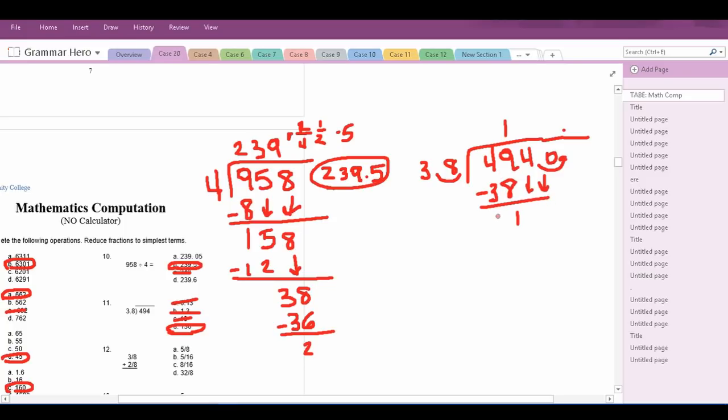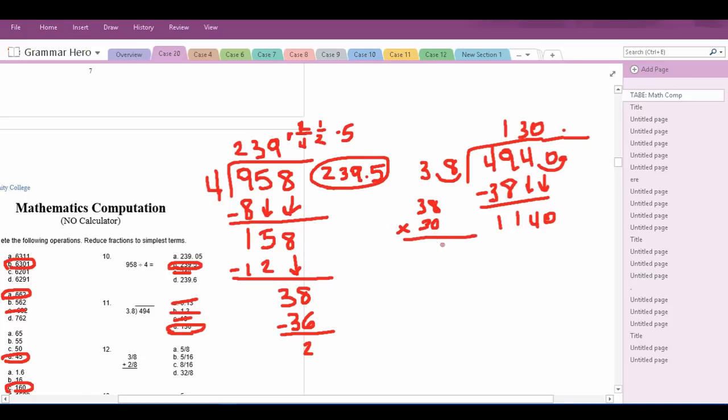4 minus 3 is 1. And we got 4, 0. Now, we could say 38 times what will get us 114, or 38 times what will give us 1140. We know it's going to be 30 because we can eliminate the obvious wrong answer choices. But let's go ahead and work it out just to see if that's correct. 38 times 30.